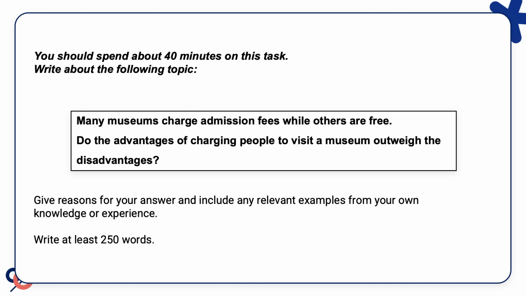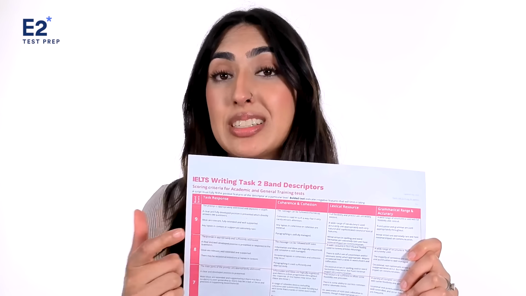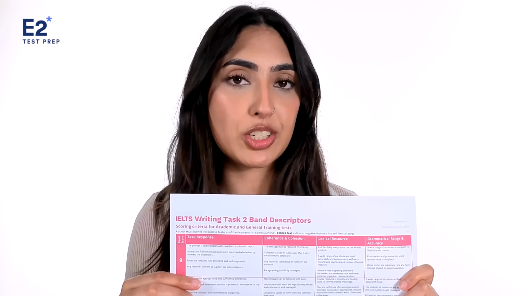Okay, great. Now that we've had a chance to read it, what type of essay is this? Yes, it's an advantages-disadvantages essay where we must talk about both sides and provide an opinion. The word outweigh in the essay question implies that you need to give an opinion. Do the advantages of charging people to visit a museum outweigh the disadvantages? Or in other words, do you think the advantages are more significant than the disadvantages? Analyzing the essay prompt can help you to get a high score in task response by understanding the question and answering it accordingly.